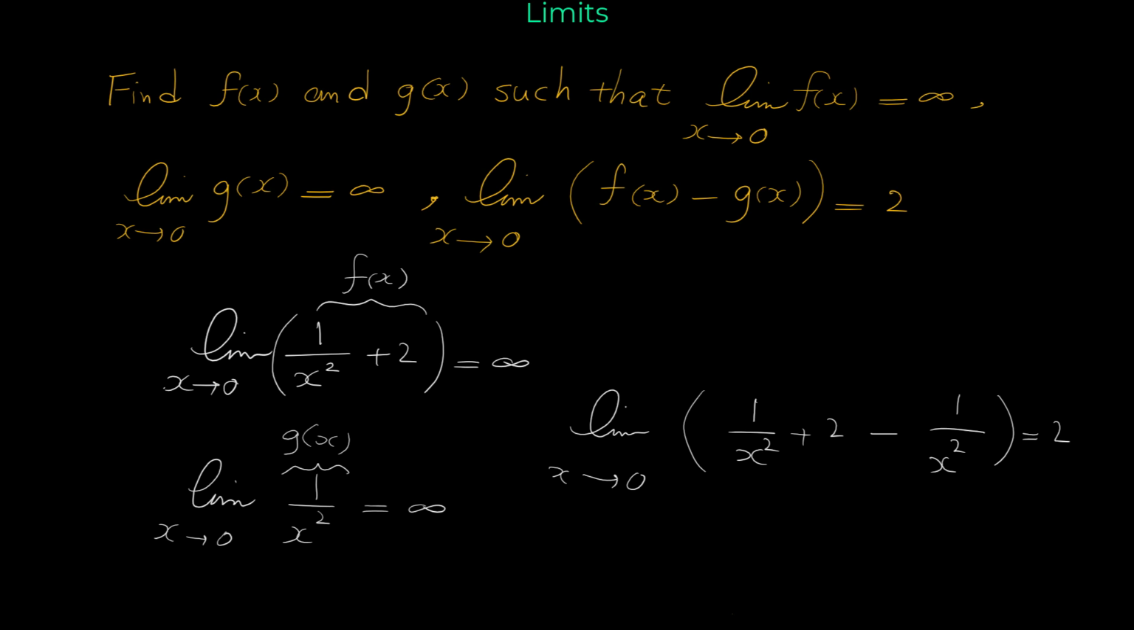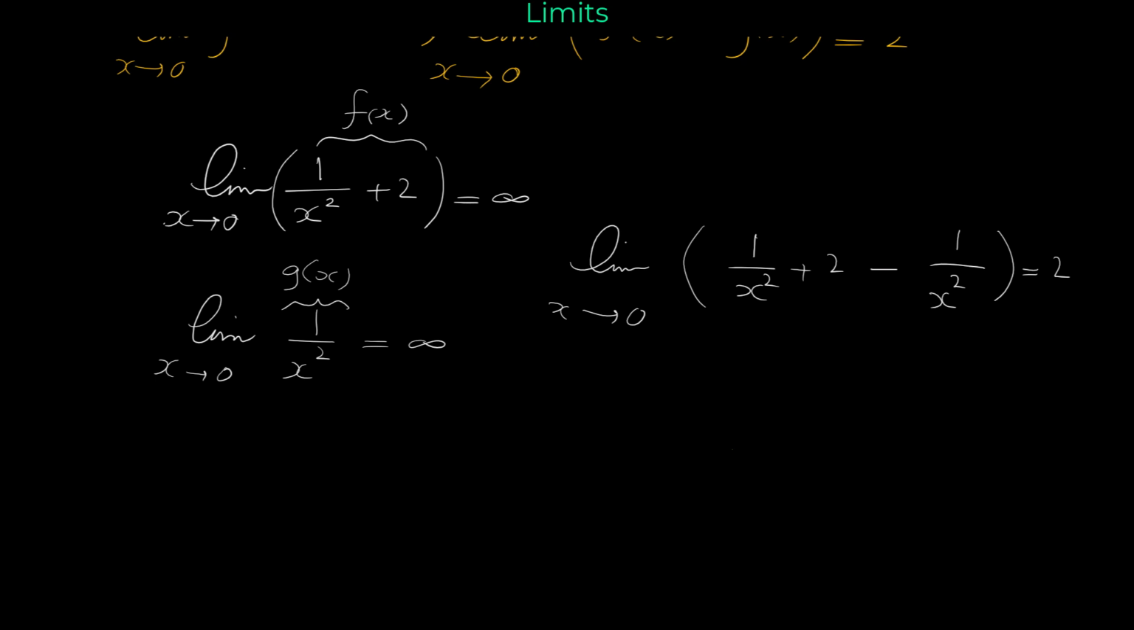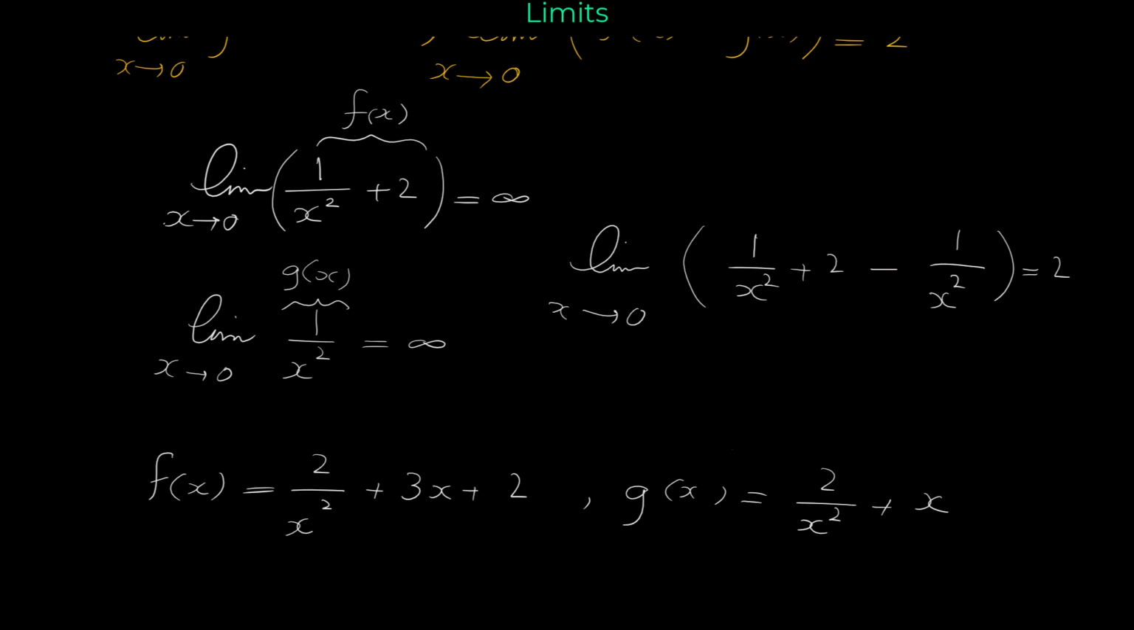Maybe you can, for example, let me write down an example here for you other than this. You can choose f of x as, for example, 2 over x to the 2 plus 3x plus 2, and you can choose g of x as 2 over x to the 2 plus, for example, x. Attention, limit of both of these functions when x approaches 0 is infinity, because this is infinity and this is infinity. So limit of these functions is infinity when x approaches 0.